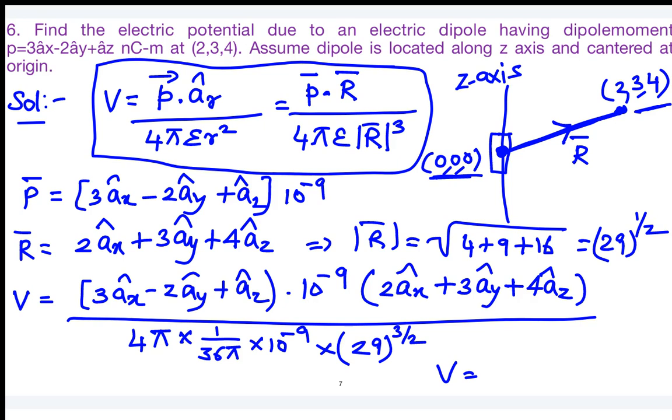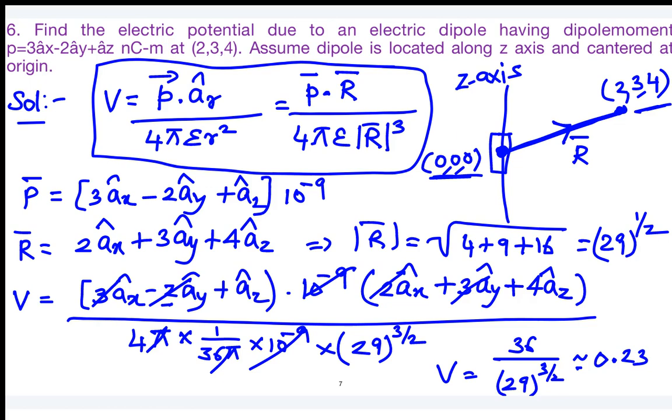0.922. Now you can cross check it once again. 0.23, correct, 0.23 is correct. So 3 into 2 and minus 2 into 3, these two terms cancel to give 0, so finally you get 36 divided by 29 power 3 by 2. Cross check that, and you will get 0.23. You can cross check if you have made any calculation mistake.